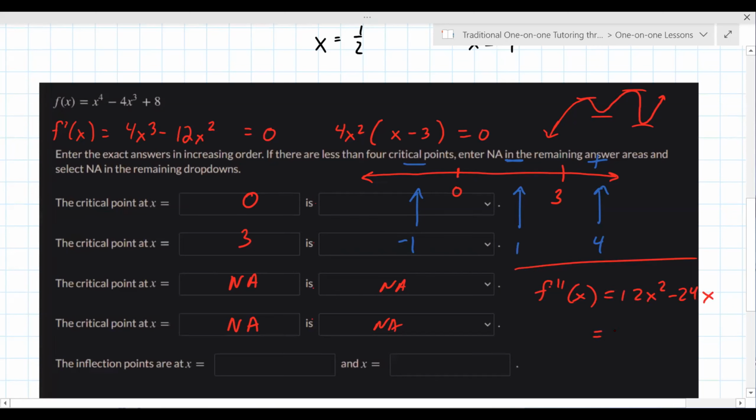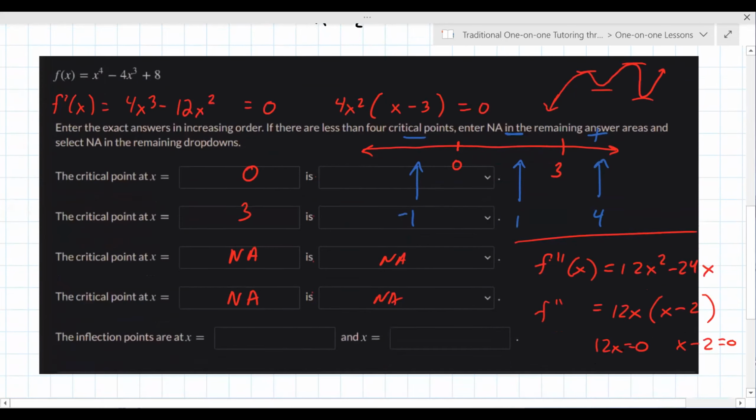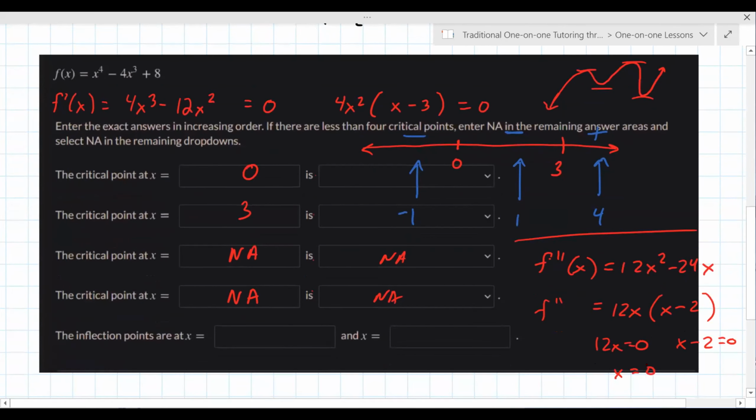And then you factor out a 12x and you get x minus 2 in here, and you set those equal to 0. So you set 12x equal to 0, you set x minus 2 equal to 0, and you get the 2 inflection points of x equals 0 and x equals 2. So the inflection points, they just have them here at 0 and 2.